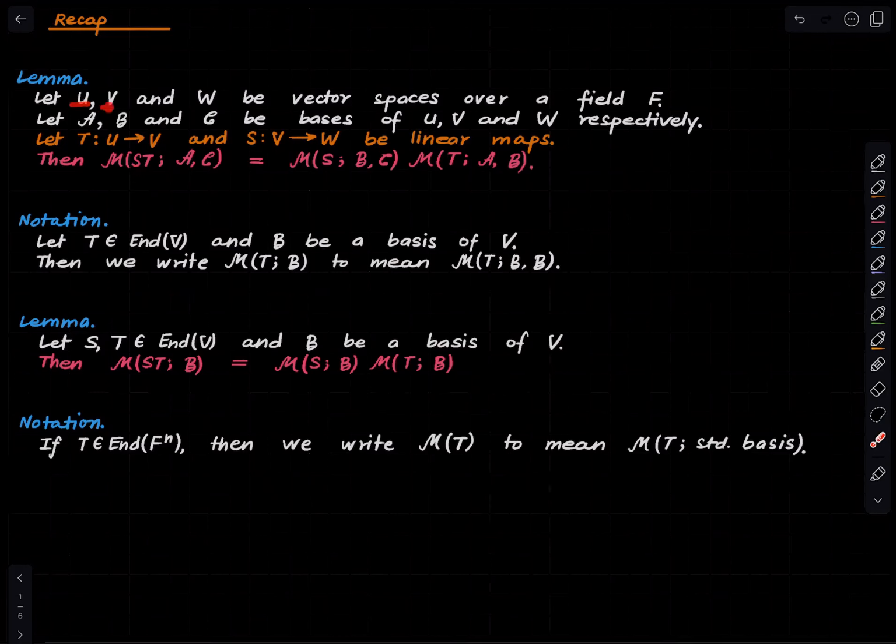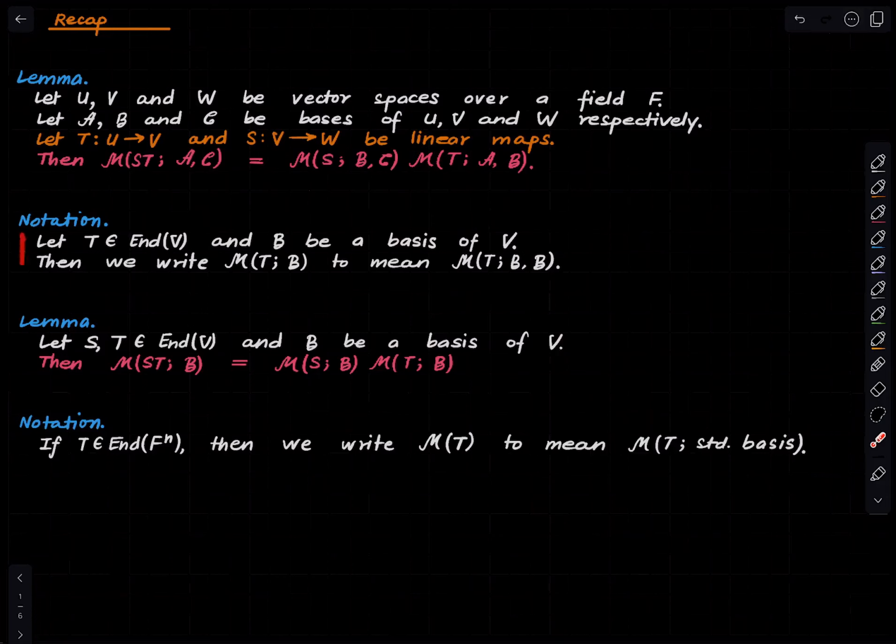Suppose we have three vector spaces U, V and W over a common field F, and let's say we have bases A, B and C of U, V and W respectively. Suppose we have linear maps from U to V and from V to W. Then the matrix of their composite with respect to the correct bases is the product of the matrices. So we defined the product of two matrices in the previous lecture. It was a grisly definition, but we stated this as a fact and left its proof as an exercise.